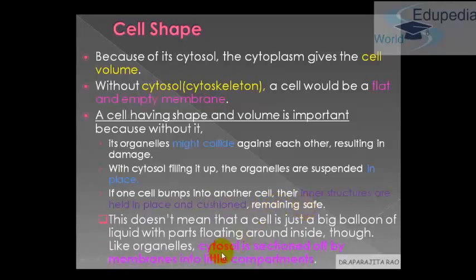This doesn't mean that the cell is just a big balloon of liquids with parts floating around inside. Cytosol is actually very complex in nature. It has membranes that divide the whole cell into various compartments in which the respective organelles are placed.